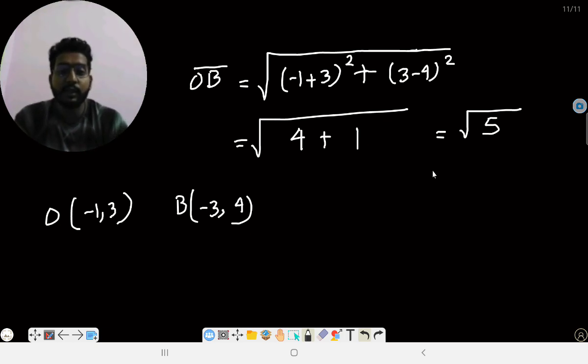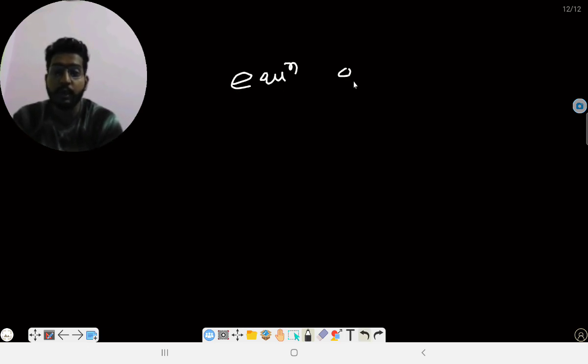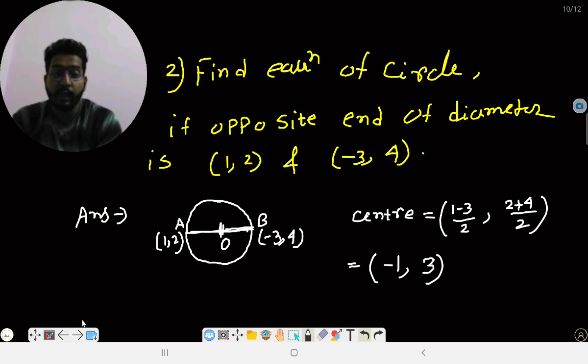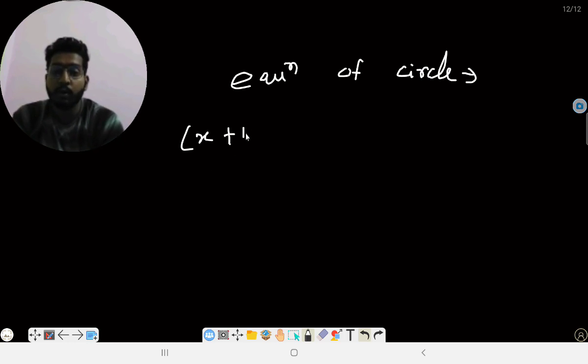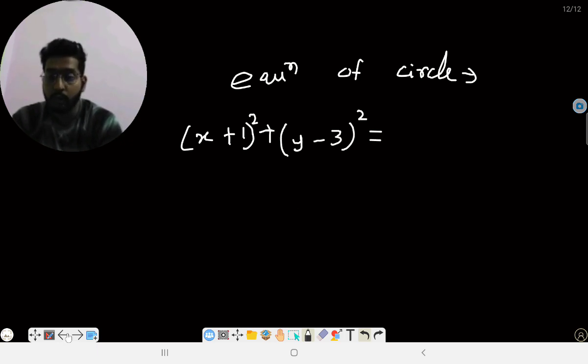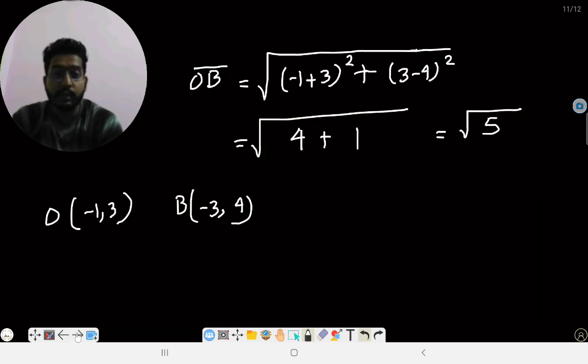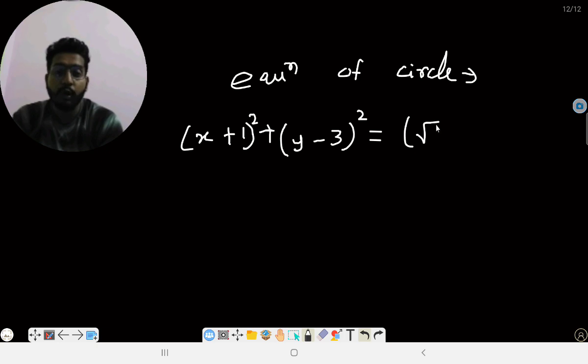That means we have the radius and we know the center, so we can get the equation of the circle. What will be the equation of the circle? That will be x minus minus 1, that means (x plus 1) whole square, plus (y minus 3) whole square, equals the radius squared. You can see the radius is root 5, so root 5 squared.